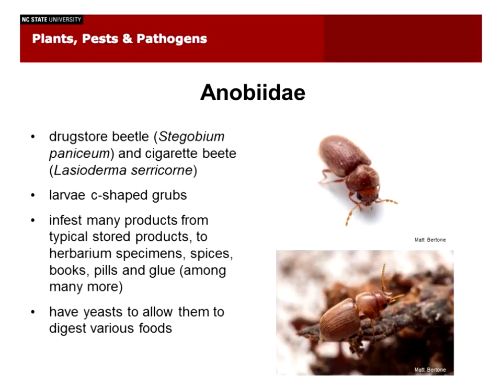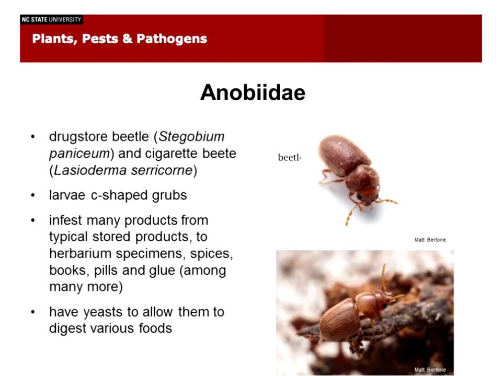Okay, so the Ptinidae, the death watch beetles, are one of the more common groups because there are two main species in that group that affect pantry stores. That is the drugstore beetle and the cigarette beetle. The larvae are C-shaped grubs, kind of like little tiny white grubs, but they're very small. Both of these beetles are only about 2 or 3 millimeters long. They infest many products, from typical store products to herbarium specimens, spices, books, pills, and glue, among many others.